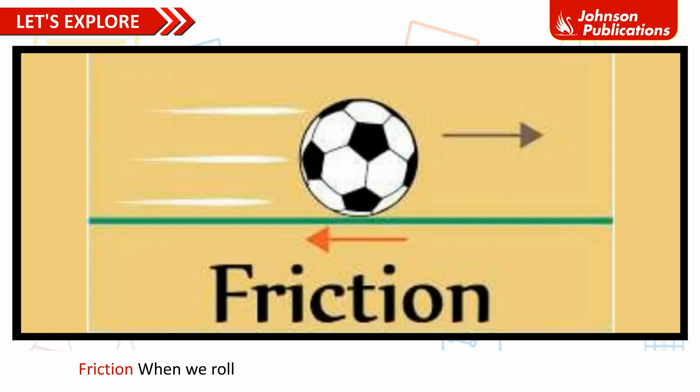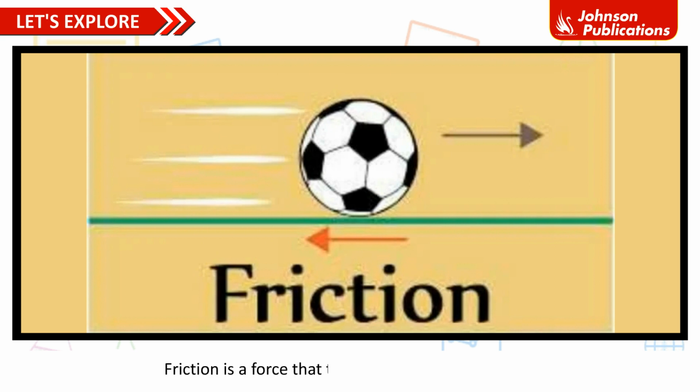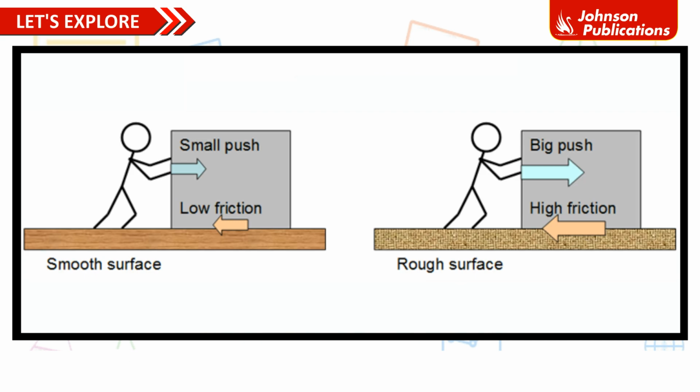Friction. When we roll a ball on the floor, it gradually slows down and stops. It is because of the friction between the two objects in contact with each other. Friction is a force that tries to stop a moving object. Activity. Push a table on a rough surface and on a smooth surface. On which surface do you have to apply much force?